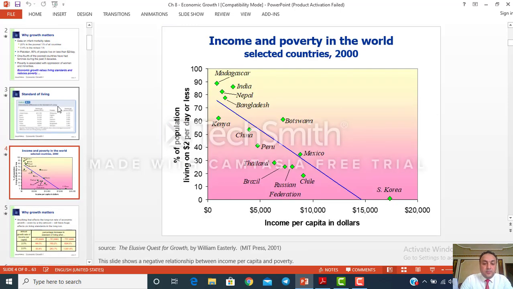And we can see here from this chart the income and poverty in selected countries of the world. As you can see, the percentage of the population living on $2 per day or less. In Madagascar, for example, you can see more than about 90% of the population living on $2 per day, and the same thing on the horizontal axis, the income per capita in dollars is lower. So when income decreases, like in the case of Madagascar, India, Nepal, Kenya, and so on, you can see the relation here.